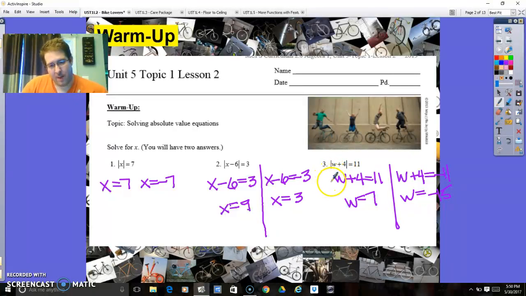Now, I talked to you about distance away from. So in this case, what you've really got is the two numbers that are 11 away from negative 4. Remember our quadratics where whatever was on the inside of the parentheses was always the opposite? Well, it's the same thing here. So these are the only two numbers that are exactly 11 away from negative 4. This is 11 above negative 4. This is 11 below negative 4. And these are the two numbers that are 3 away from positive 6.